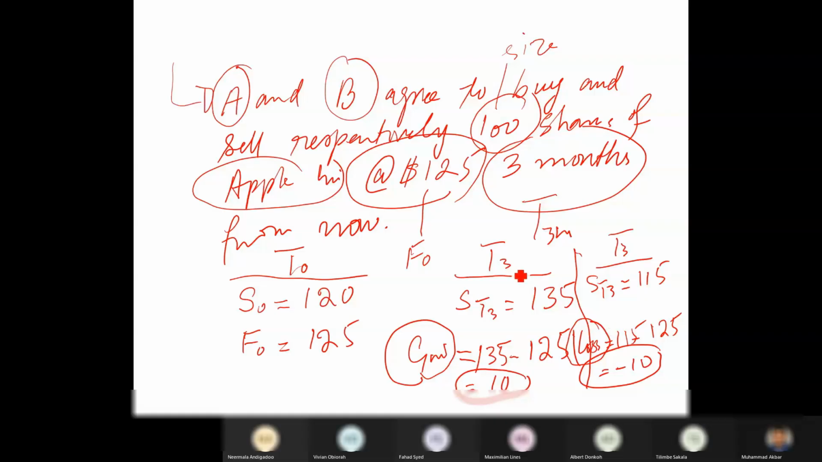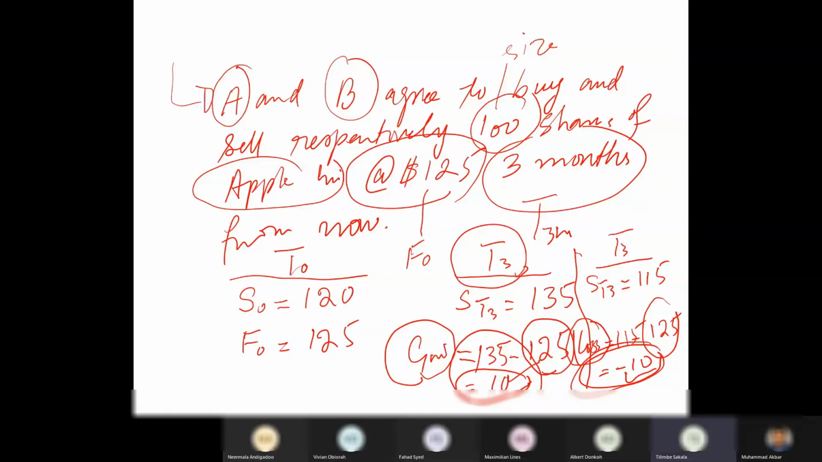So you can see in the first case, A is winning as the price goes up. In the second case, A is losing as the price goes down. He will have to pay 125 in each case to B. And if the price goes up, he will win. If the price goes down, he will lose. Okay. Any question on this?